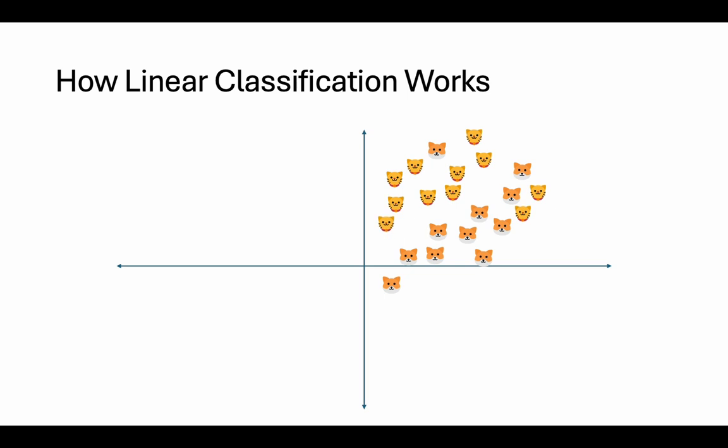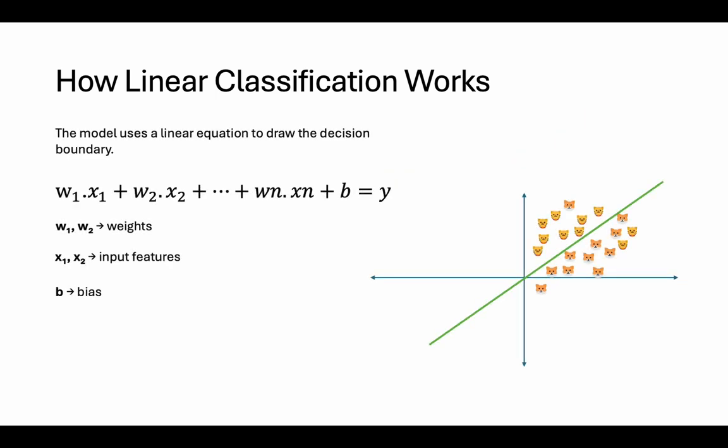Linear classification works by learning a straight boundary that separates different groups of data. Each data point has features such as height and weight or pixel values in an image. The model uses these features to place a line or a hyperplane in higher dimensions that best separates the classes. Once the boundary is learned, any new point can be classified simply by checking which side of the boundary it falls on. This makes linear classification fast, simple to interpret, and very effective when the data is roughly separable.